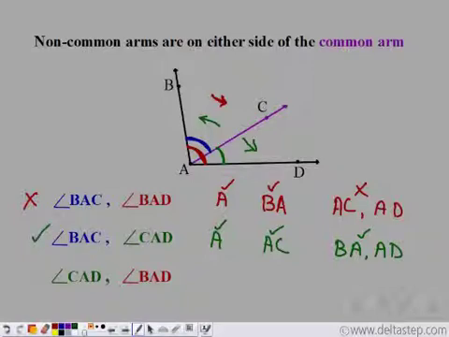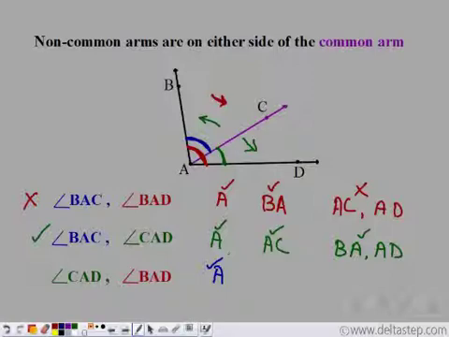Let us look at the third pair. Angle CAD, which is this angle, and angle BAD, which is this angle. Let us see if these two are adjacent angles or not. Angle CAD has vertex at A, and angle BAD also has vertex at A. So they have a common vertex.